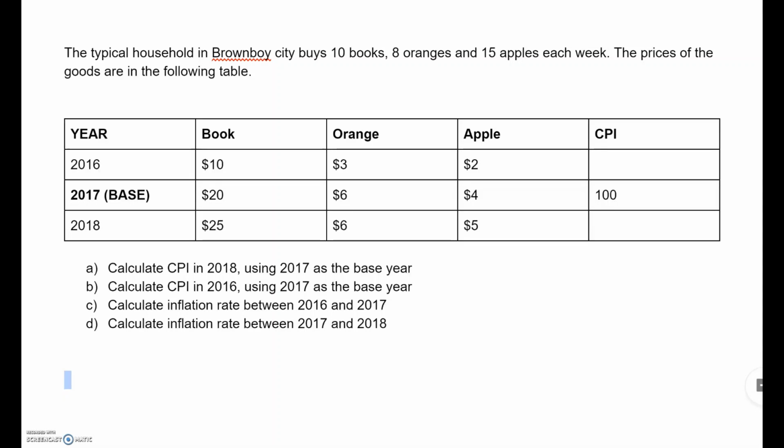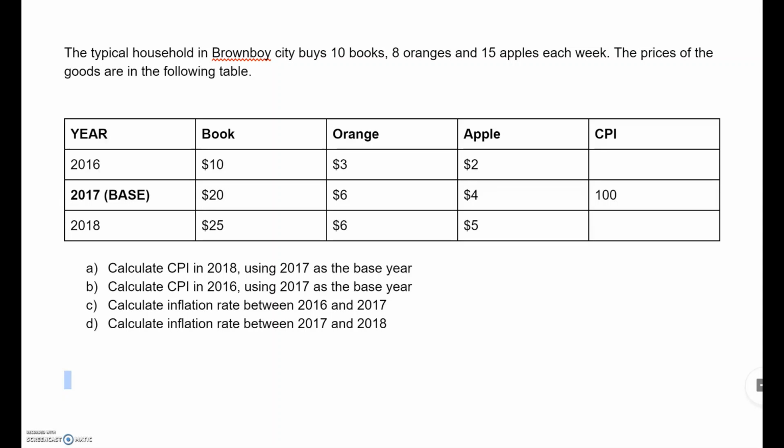So year 2016, the cost of one book is $10, the cost of one orange is $3, and the cost of one apple is $2. 2017, the cost of one book is $20, cost of one orange is $6, cost of one apple is $4. In 2018, the cost of one book is $25, the cost of one orange is $6, and the cost of one apple is $5. So below we have the problems.